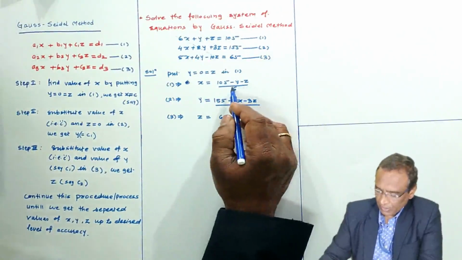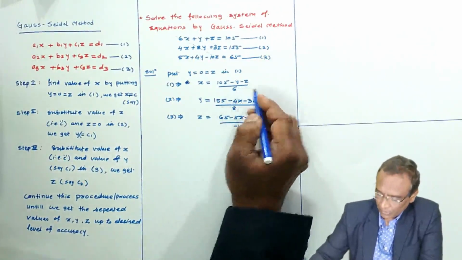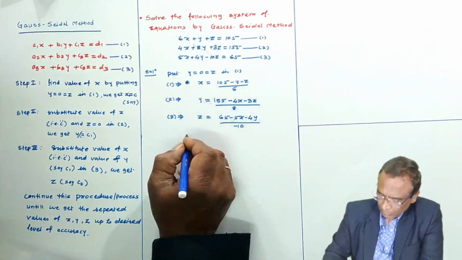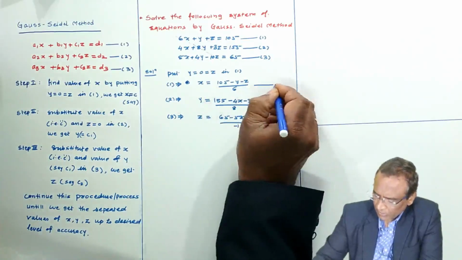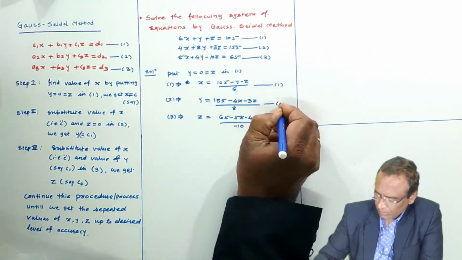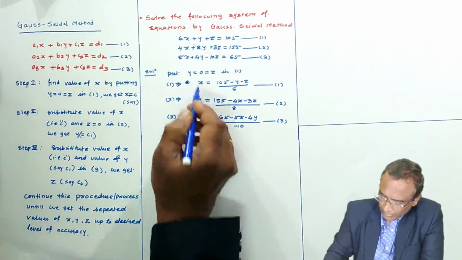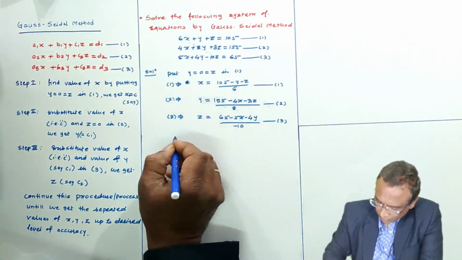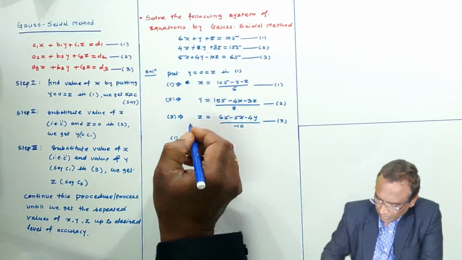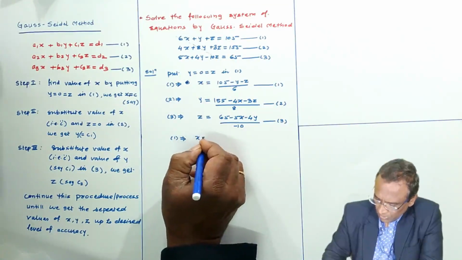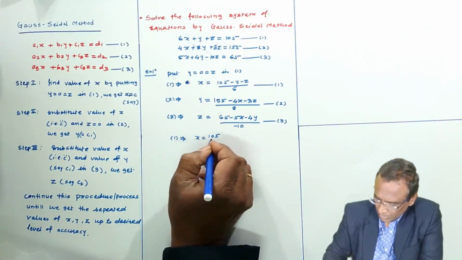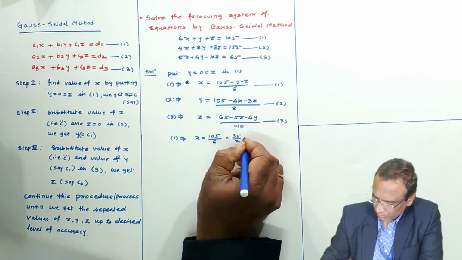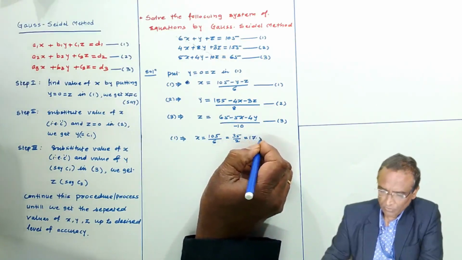Substitute y equal to 0 and z equal to 0 in equation 1. Okay, this is our equation 1. Or you may call these equations 1, 2 and 3. If you put y equal to 0 and z equal to 0, what will you get? Then equation 1 implies x equals 105 by 6, and you may write here 17.5.